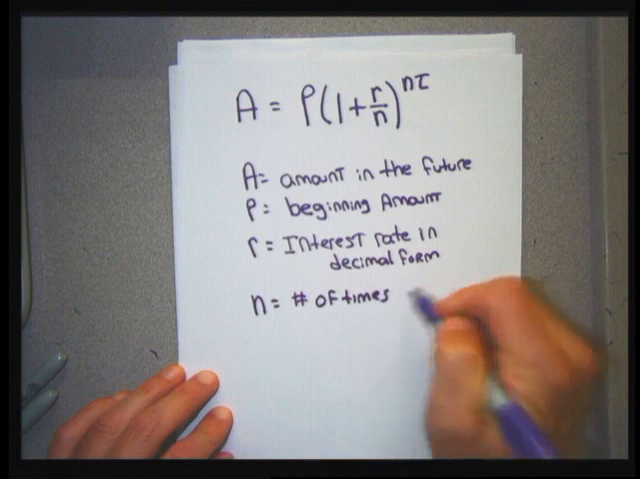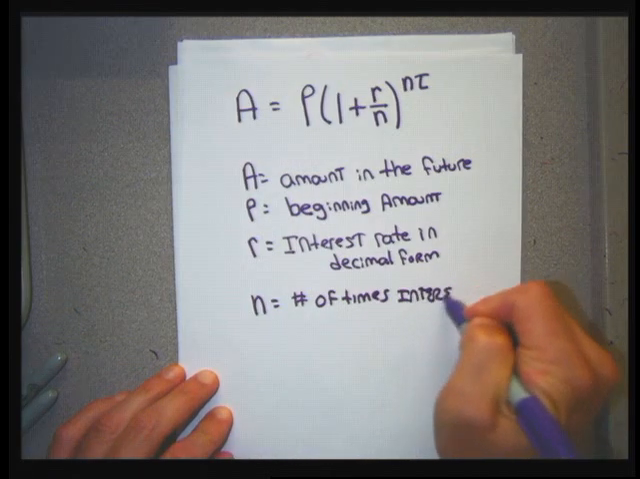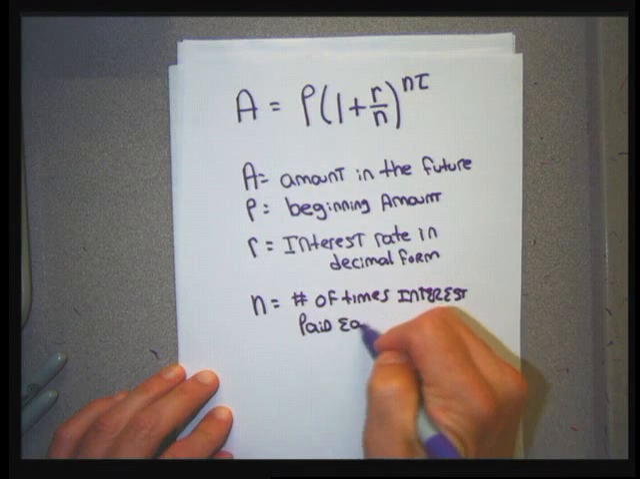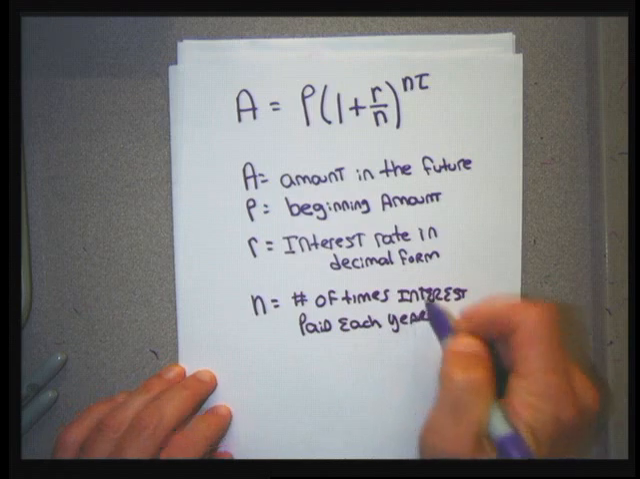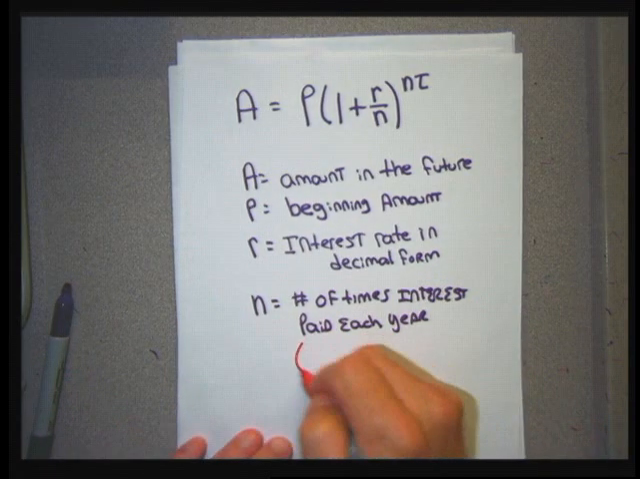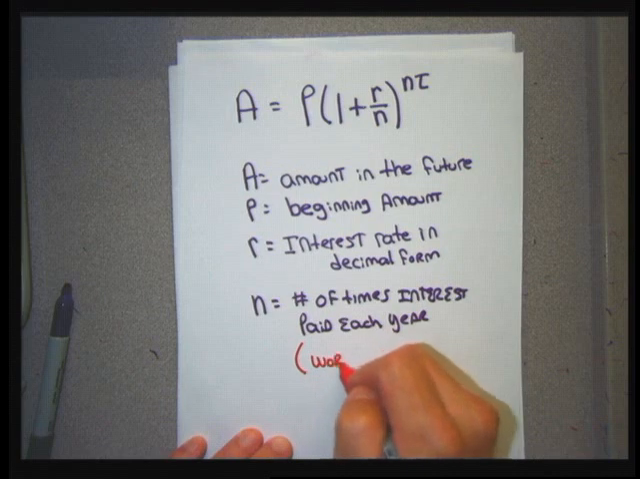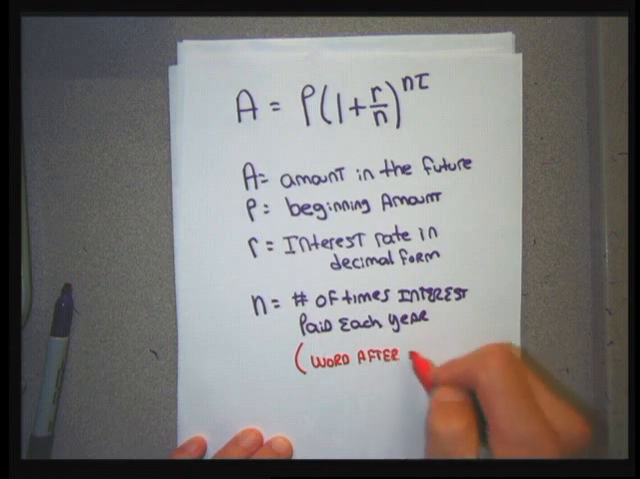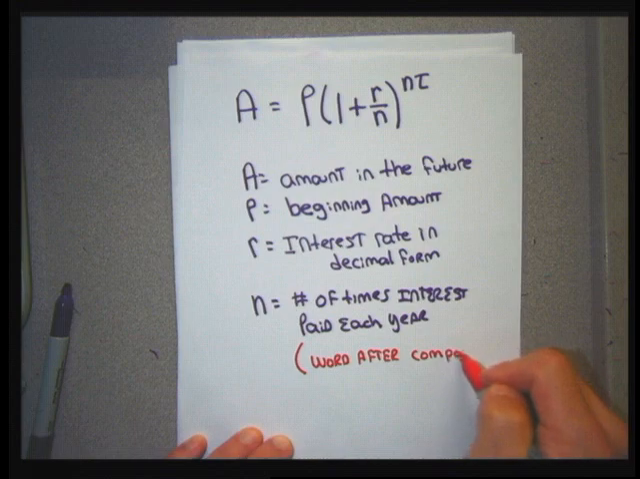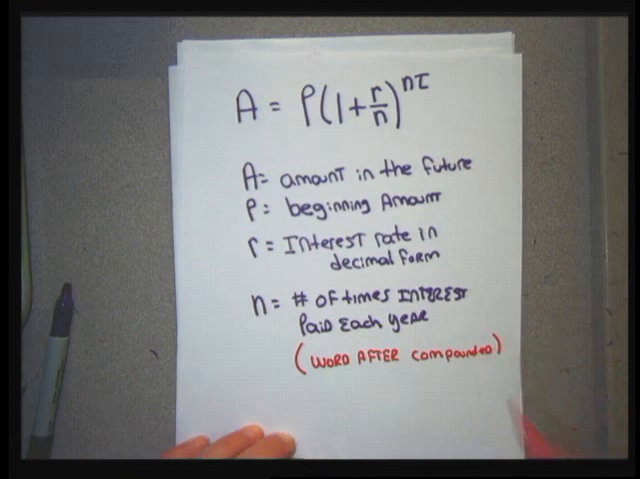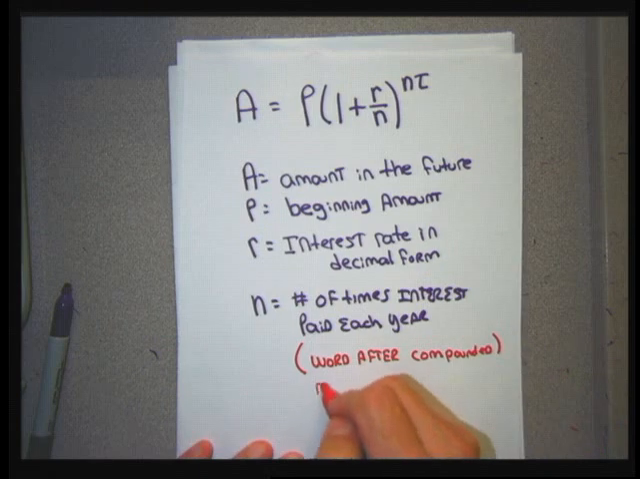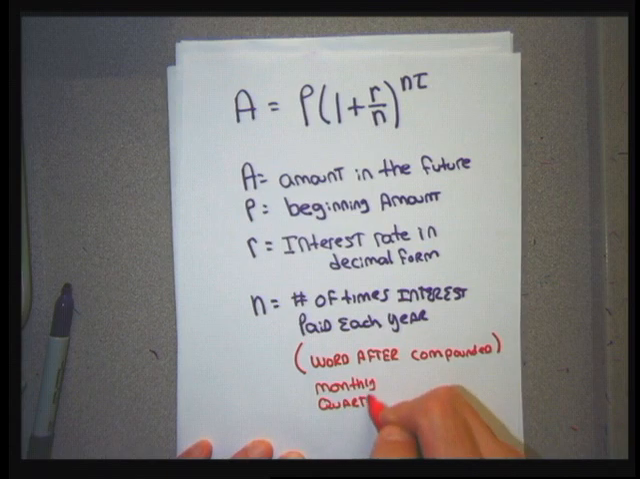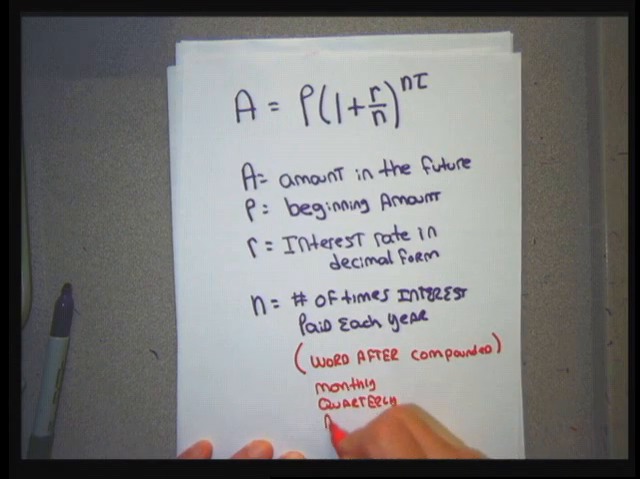And generally, if you look in the problem, you're going to see the word compounded, and the word after compounded is supposed to help you figure out what n is. So if you look at any of the problems in this section, somewhere in the problem there's going to be the word compounded. The word directly after compounded might say monthly, or it might say quarterly. The word after compounded might be annually.